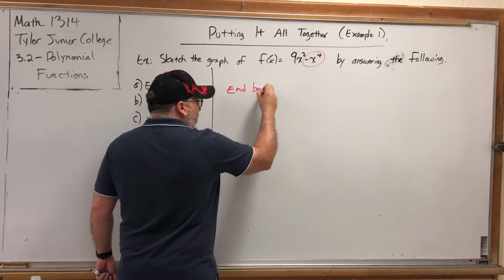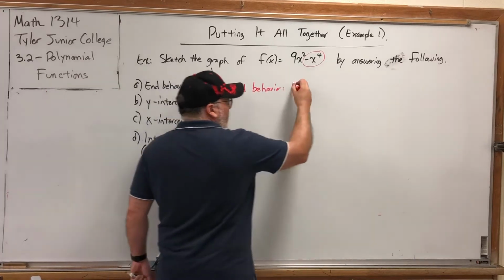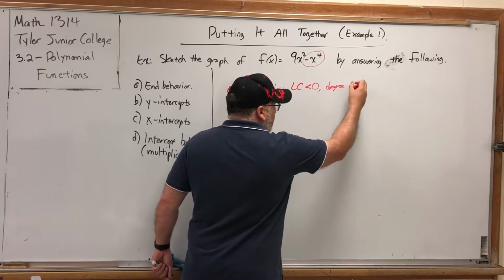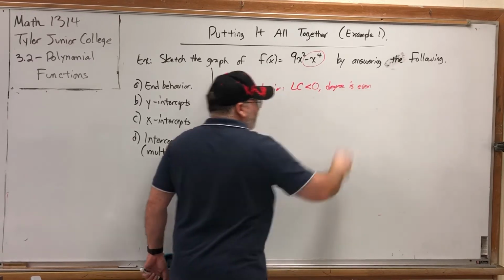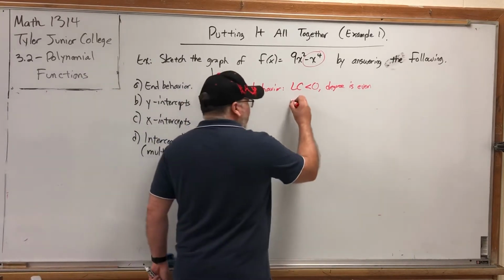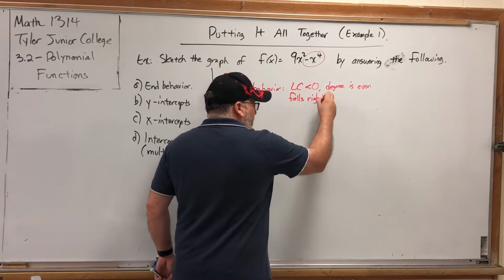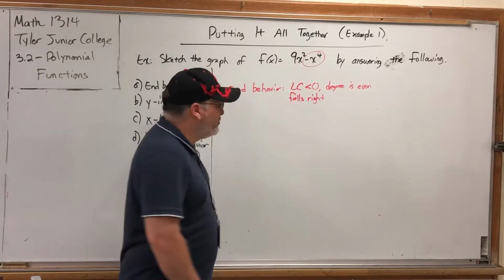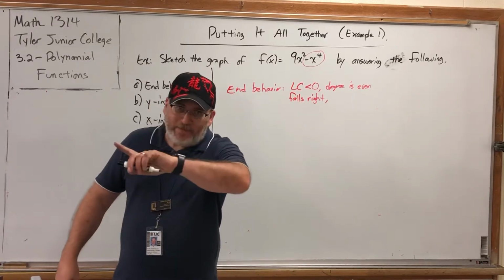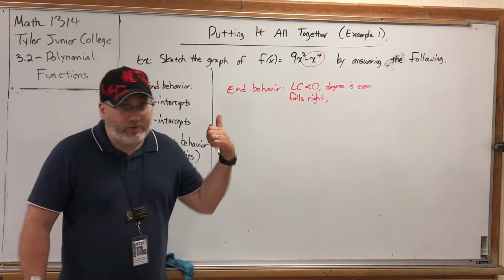So end behavior. The leading coefficient is negative, and the degree is even. What does this tell us? A negative leading coefficient tells us that it falls right, so the right end falls. Negative is falls, positive is rises. But what does it mean when the degree is even? That means that the end behaviors are equal, and so if it falls right, then it also falls left.